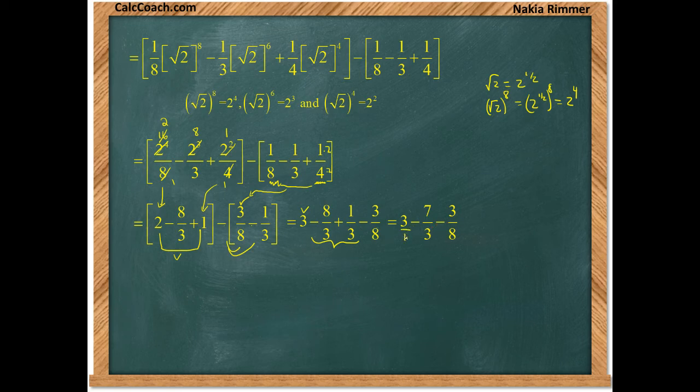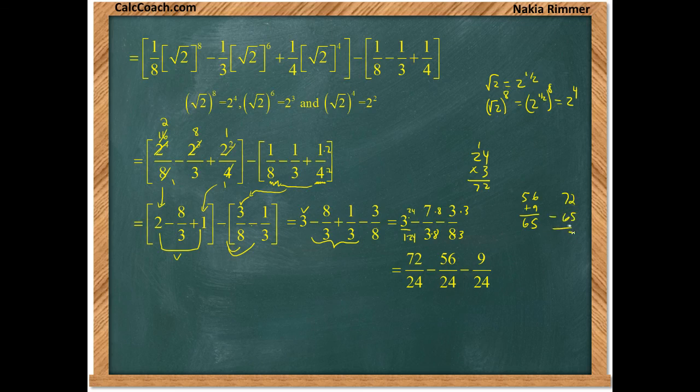Common denominator would be 24. So we times by 24 for the first fraction. We times by 8 for the second fraction. We multiply by 3 for the third fraction. 24 times 3 is 72. 72 of them minus 56 of them minus 9 of them. 56 and 9 is 65. 72, take away 65, leaves you with 7 of them. Final answer, 7/24.